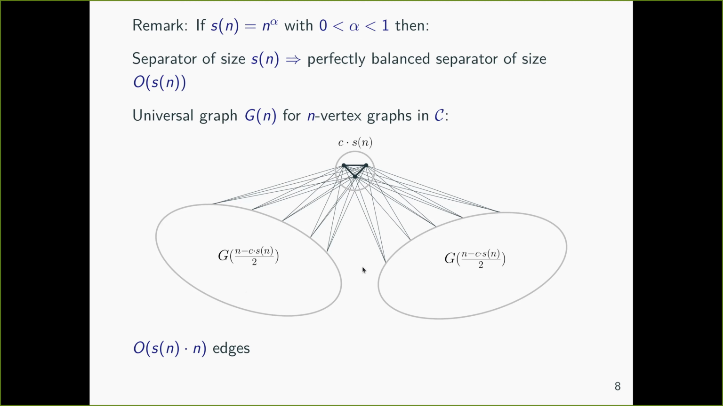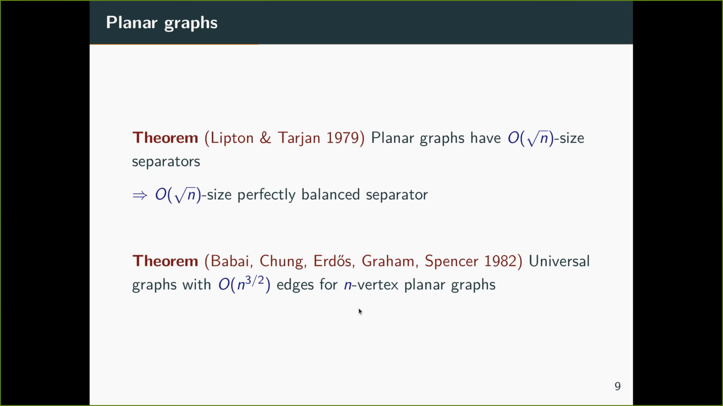Anyways, what is the bottom line of this remark? If you look at planar graphs, you have root n perfectly balanced separators. You do this construction, and you're using root n times n edges, using still the same construction. So that's n to the 3/2. And that was the best known bound, proved by Babai, Chung, Erdős, Graham, and Spencer in 1982. So that's essentially what they did in that paper.